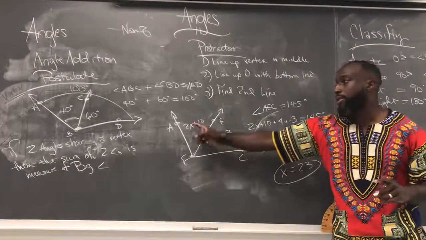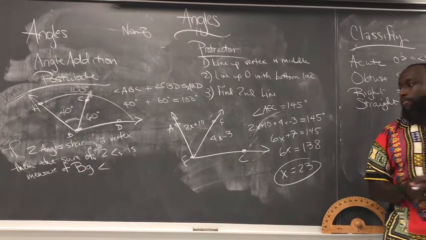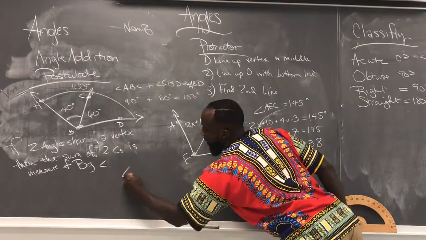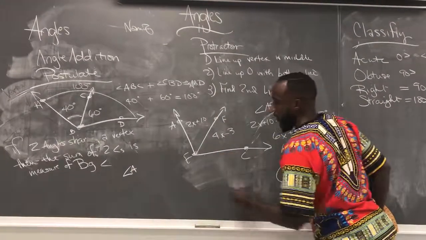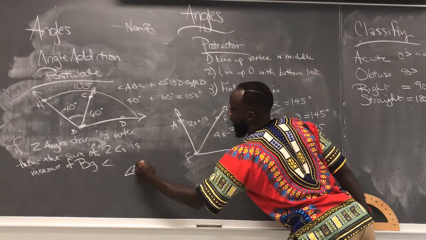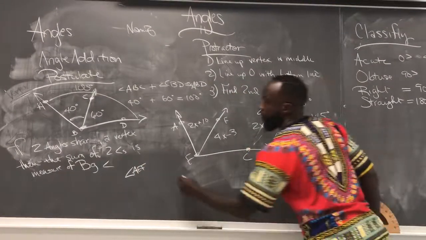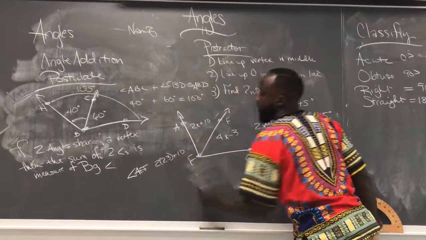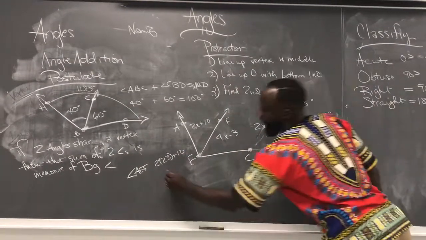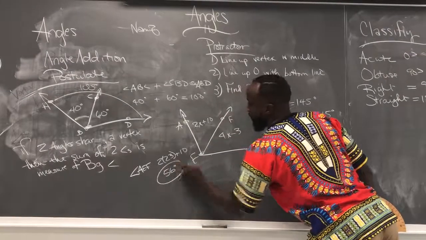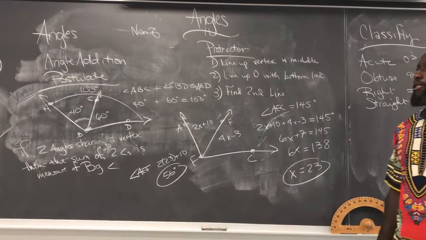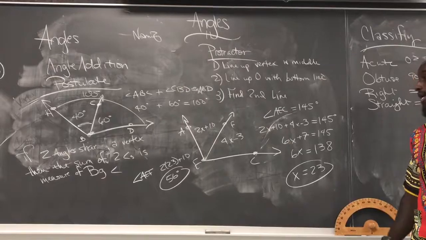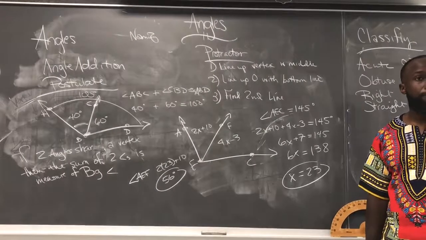We want to know how big this angle is. So you substitute 23 in. AEF equals 2 times 23 plus 10, which is 56 degrees, right? That is incorporating the angle addition postulate, okay?